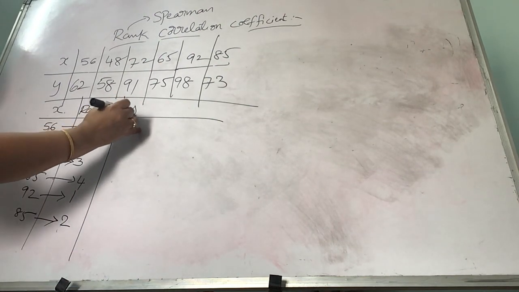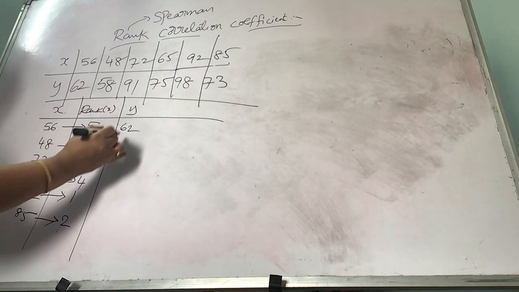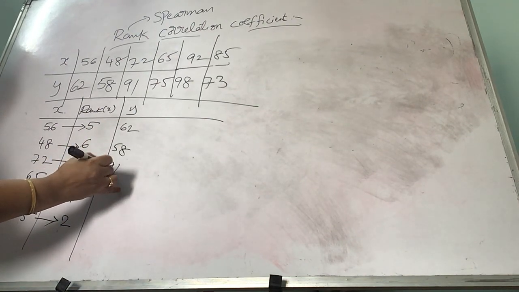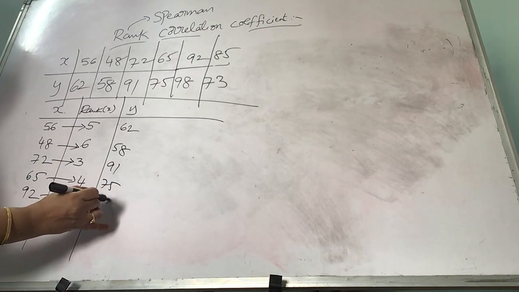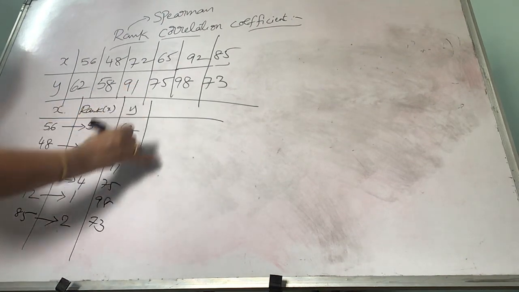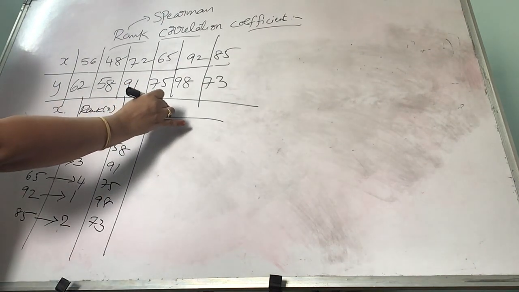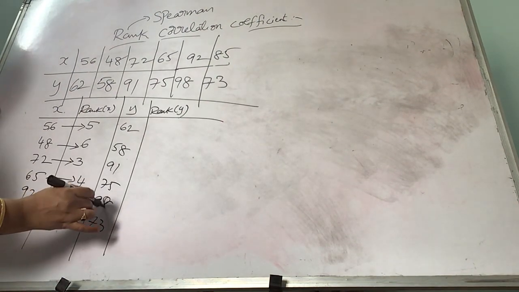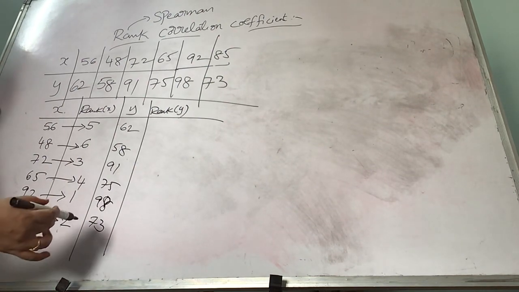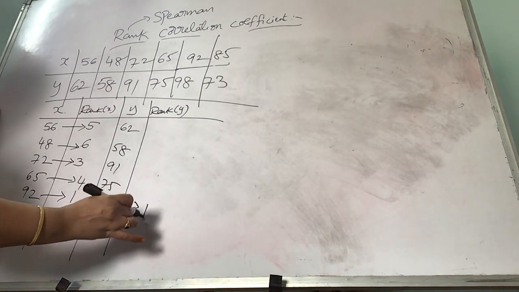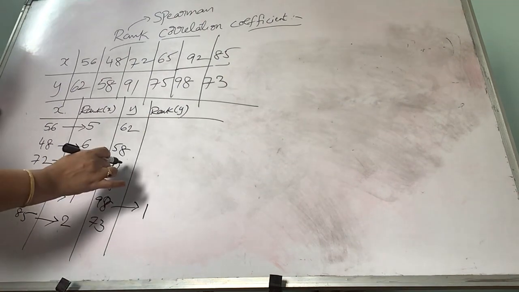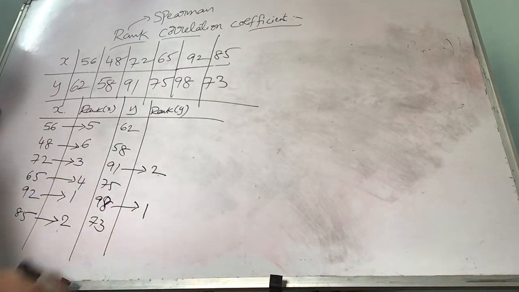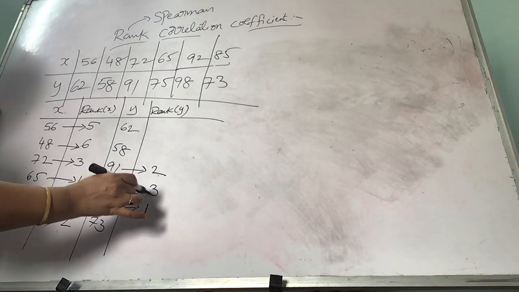Next take the y values. Here y values are 62, 58, 91, 75, 98, 73. Now we assign the ranks for y. What is rank of y? Here also same. In these values, what is the highest value? 98 is the highest value. So we assign the first rank for this observation. Next highest is 91. We assign second rank. Next highest is 75. We assign third rank.